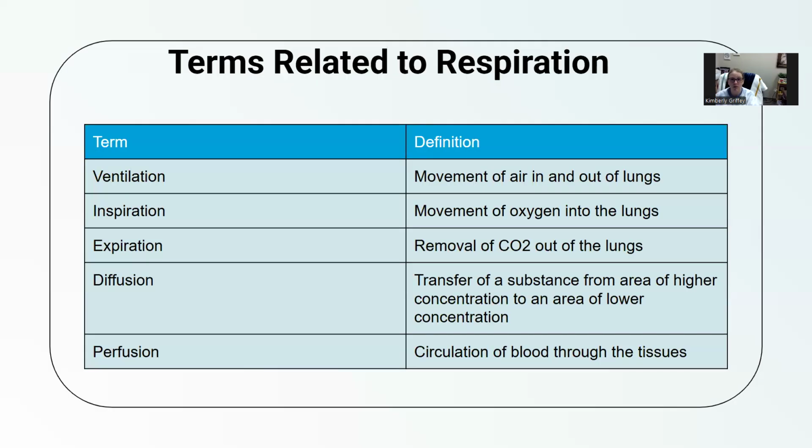And these are just some terms that you'll need to know. This is all related to respiration. Ventilation is the movement of air in and out of the lungs. Inspiration is the movement of oxygen into the lungs. Expiration removes CO2 out of the lungs. Diffusion, you remember from IV therapy, is a transfer of a substance from an area of higher concentration to an area of lower concentration. And then perfusion is the circulation of blood through the tissues.